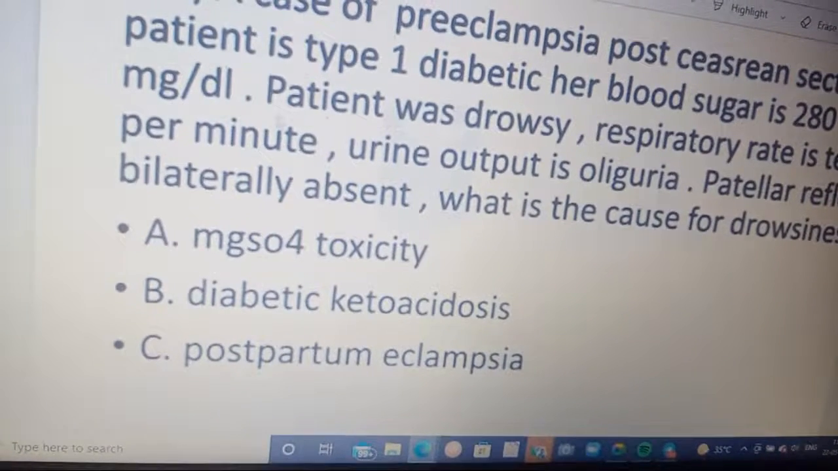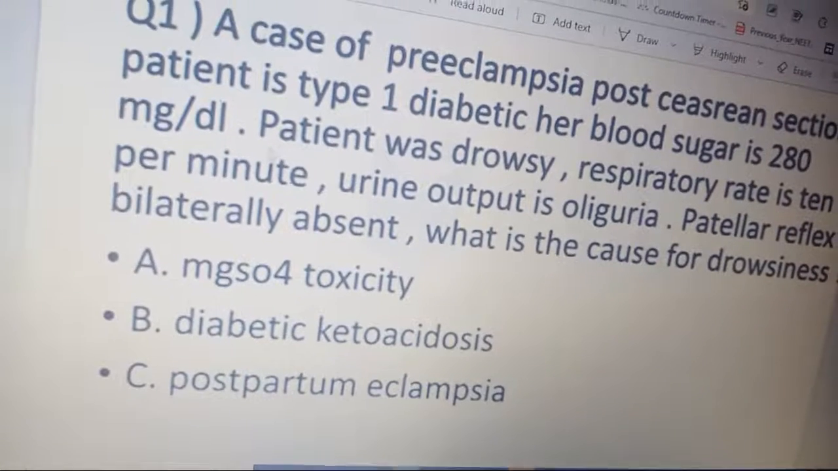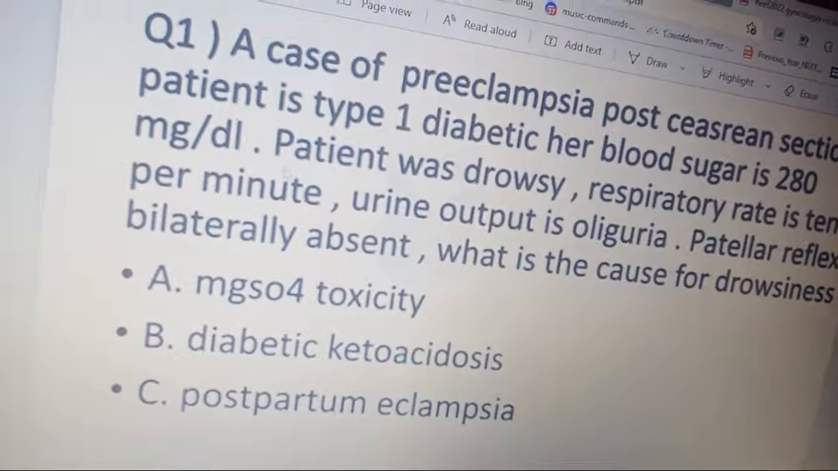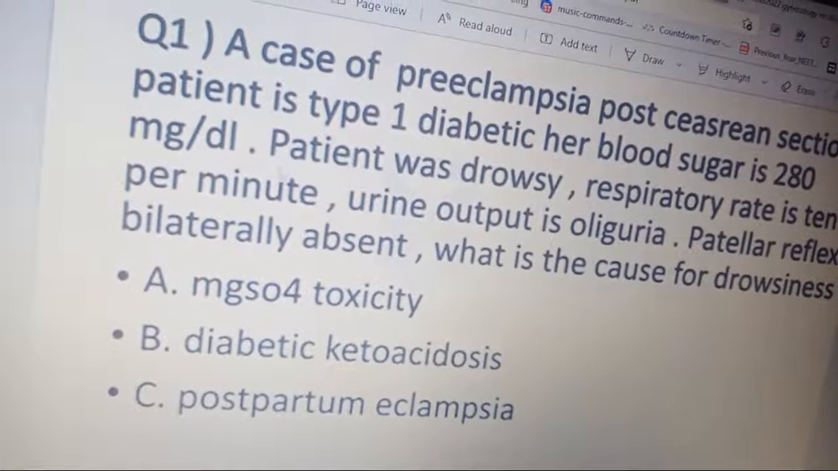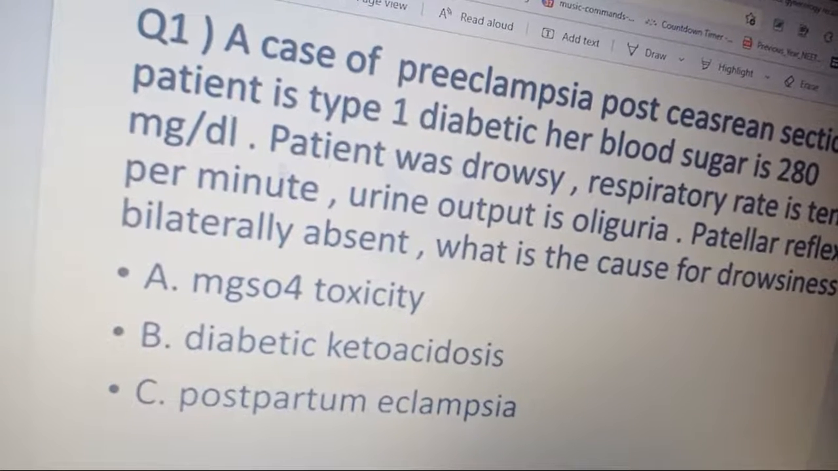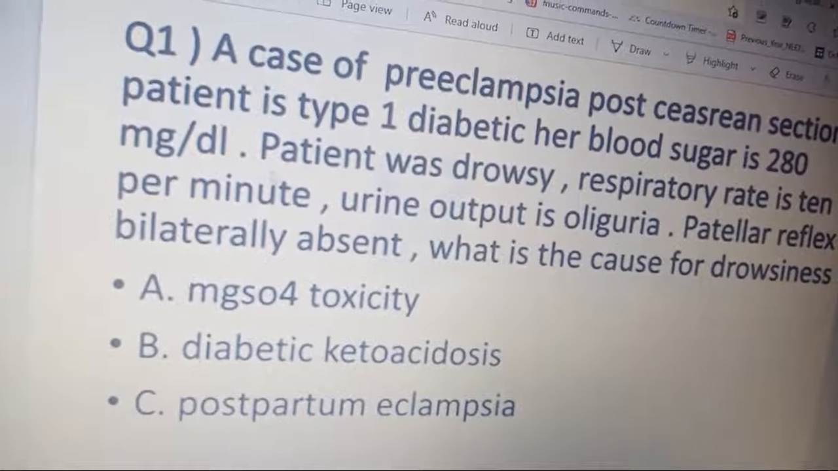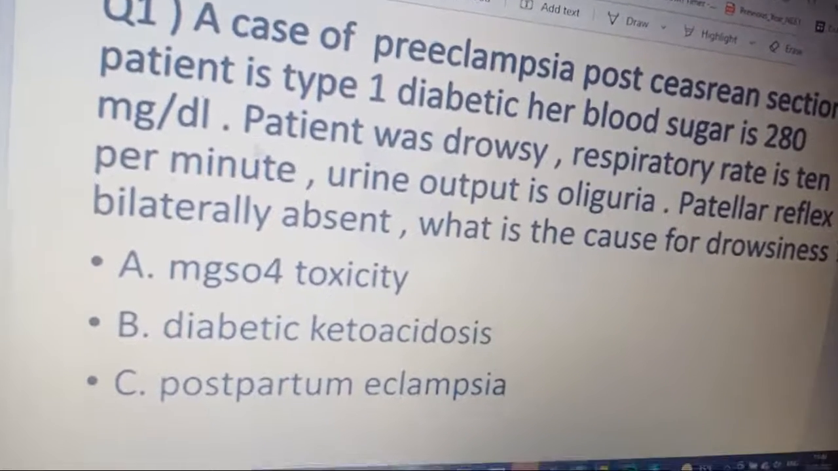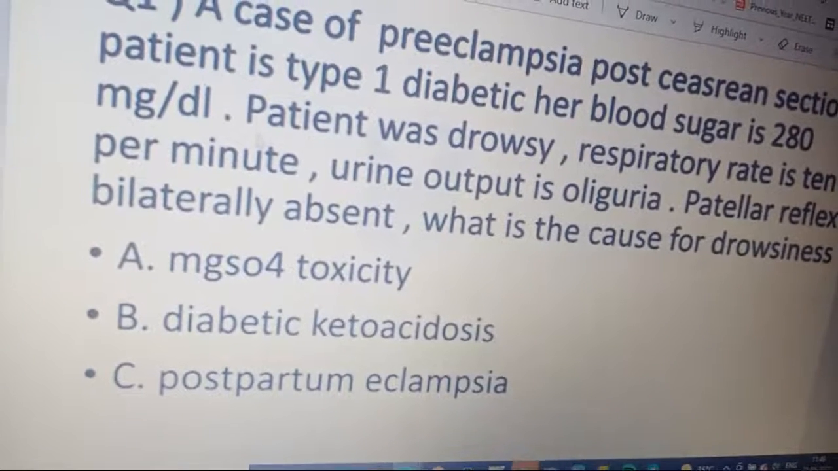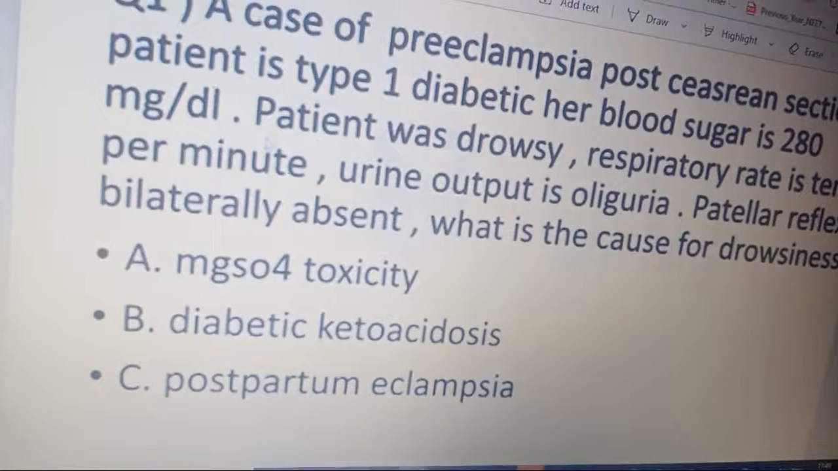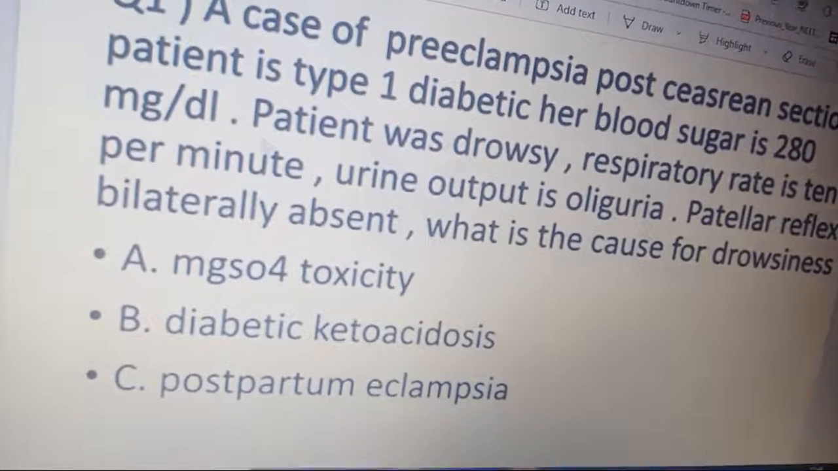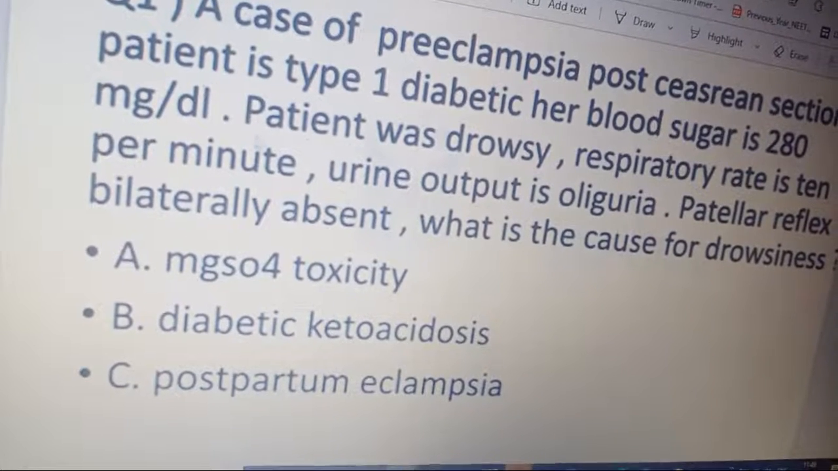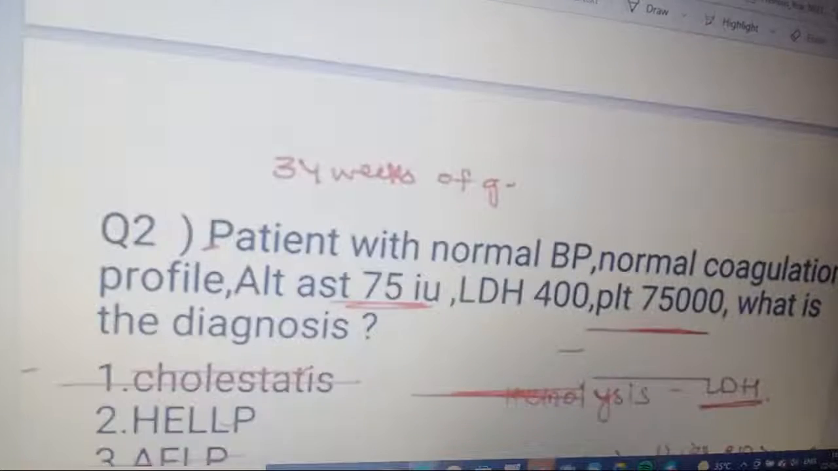In postpartum eclampsia there might be high blood pressure. And in diabetic ketoacidosis the blood sugar should be greater than 500 or 480. So the answer here will be MgSO4 toxicity. In MgSO4 toxicity, the patellar reflex is bilaterally absent and respiratory rate is also decreased. Urine output shows oliguria. Okay, so moving to the next question.